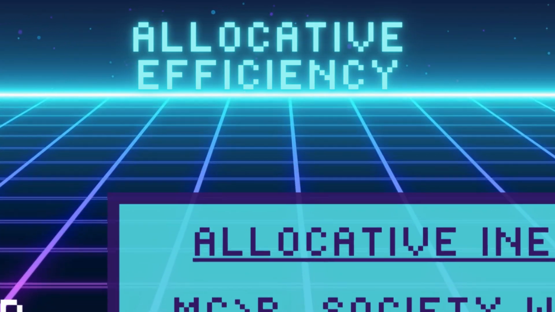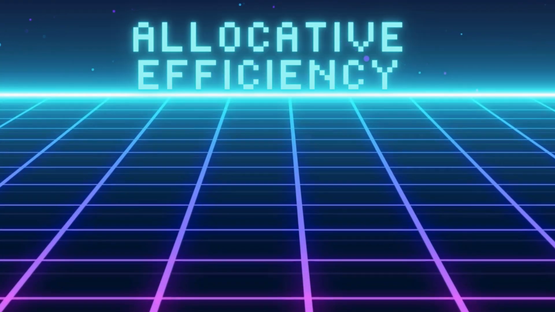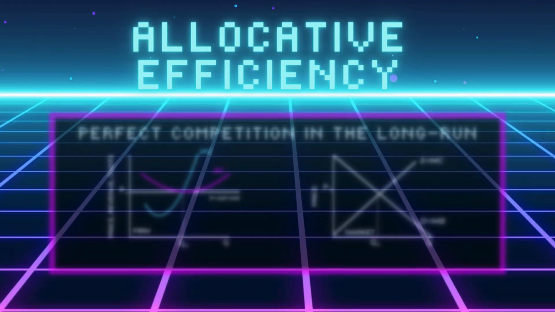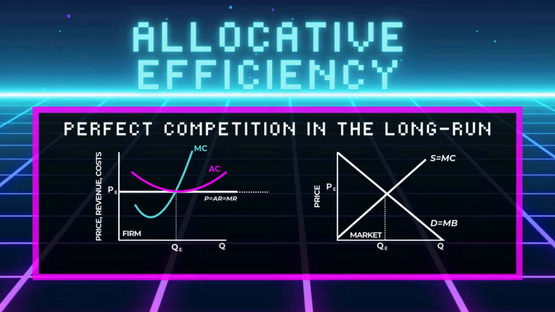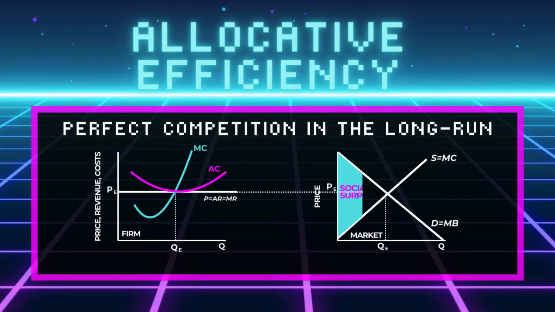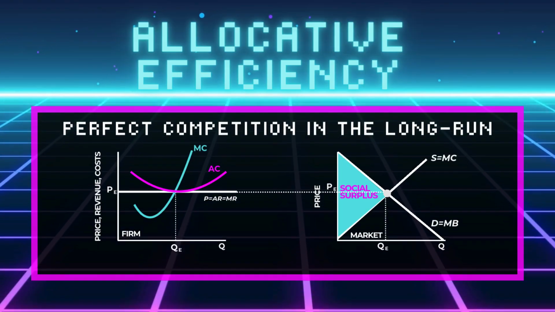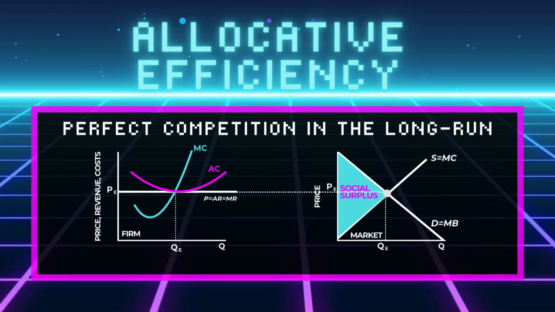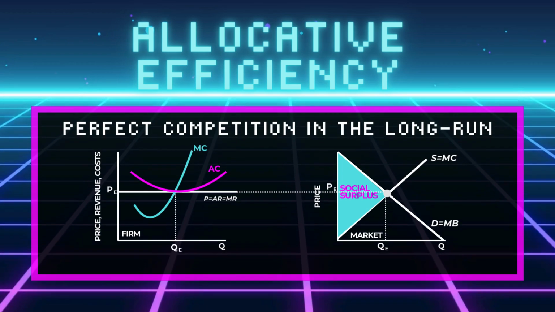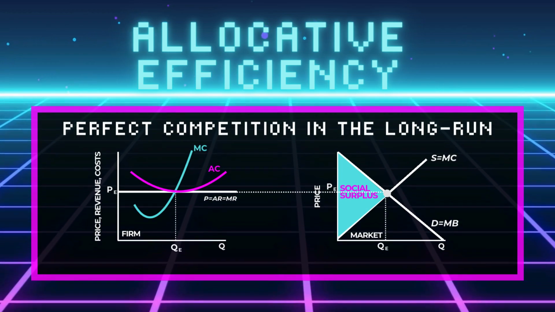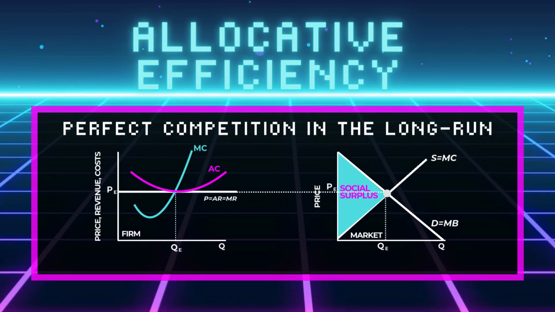For that, we need our old standard supply and demand diagram. Just like before, allocative efficiency occurs where social surplus is maximized, which is right here at the equilibrium point. But it's also where marginal benefits are equal to marginal costs, because remember, the supply curve is a cost curve and the demand curve is a benefits curve.